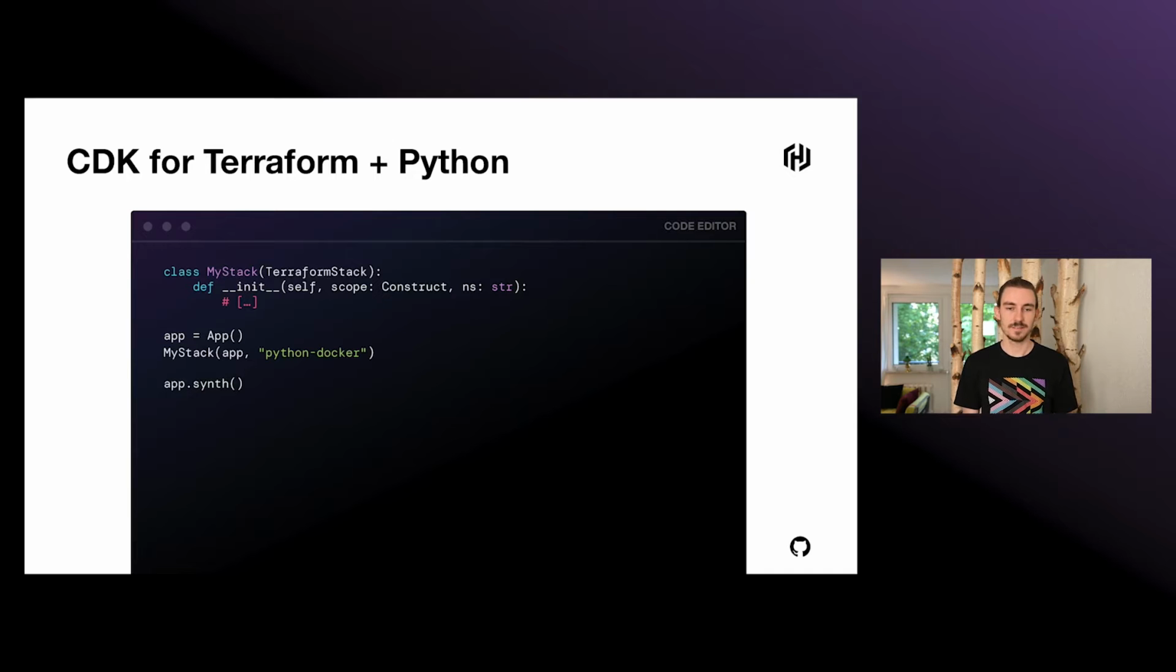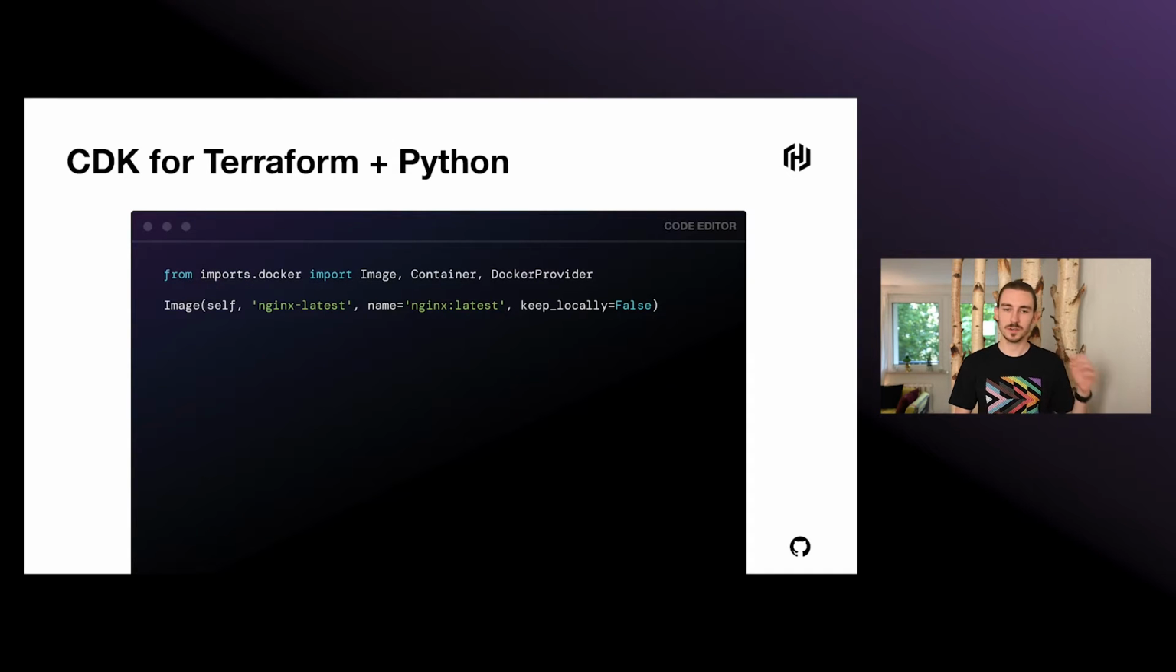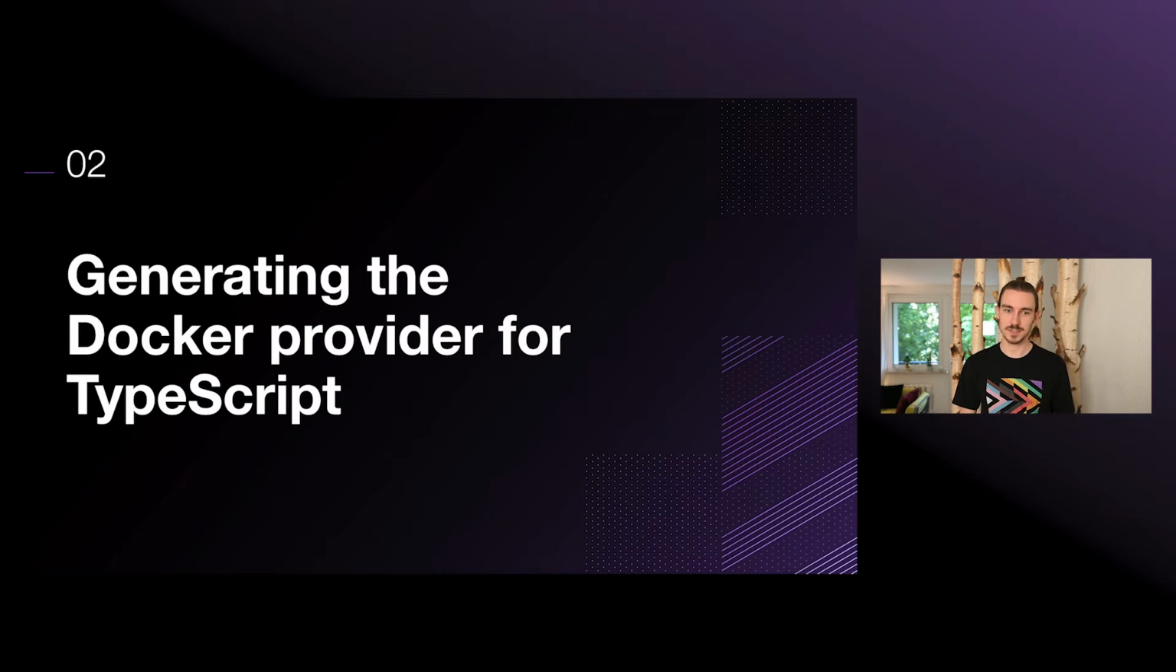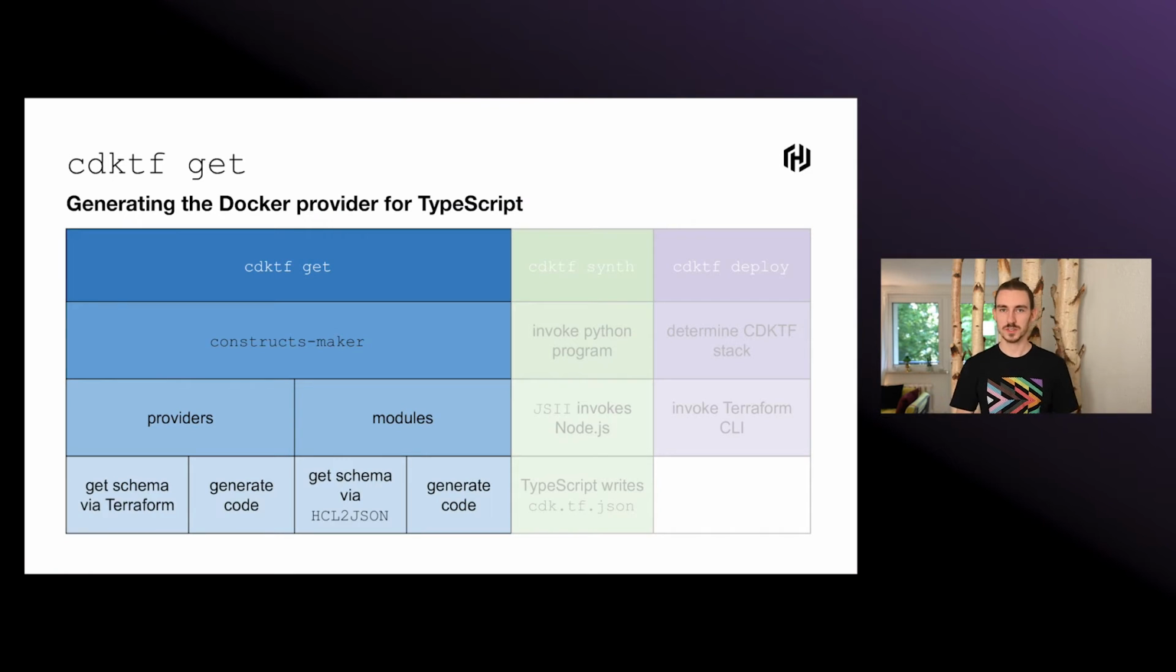And yeah, what wasn't shown before, because I had to make it shorter, was the import. So we import from imports.docker. And that's something that's not available in the example that's generated. And how these bindings for Terraform providers are generated is going to be our first topic. So we are going to generate it in TypeScript for the start. This is an overview of what's going to happen under the hood, so you get a rough understanding, and I'm not just showing you code after code.